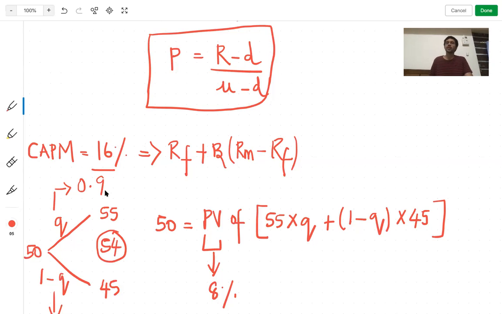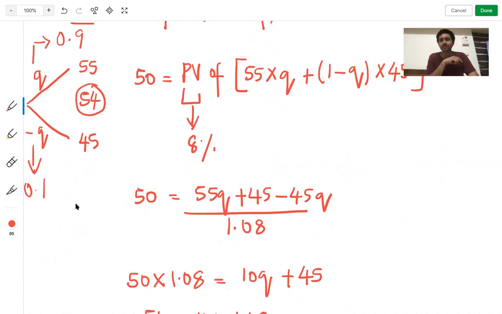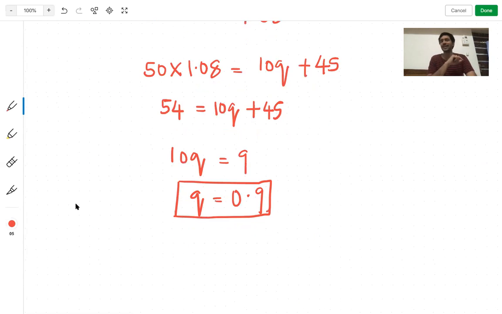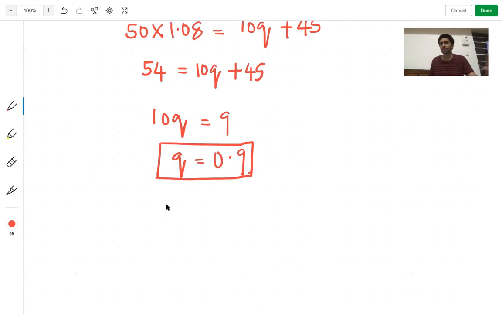If you observe, I moved the discount rate from 2.5 to 8%. When I move the discount rate from 2.5 to 8, the upside probability moved from 0.625 to 0.9. That itself shows there is a direct relationship: when the rate of interest goes up, the probability goes up as well. So Q over here is 0.9, and 1 minus Q, which is the downside factor, is 0.1. These are the real world probabilities.